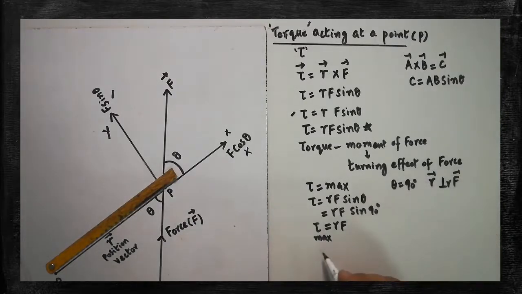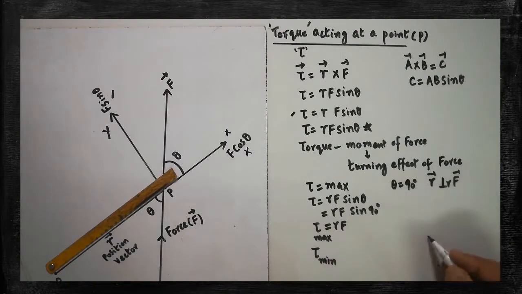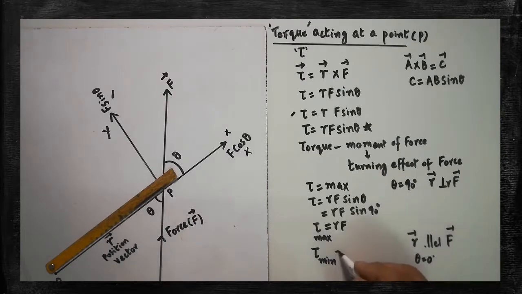When will the tau value be minimum? That is the next question. When tau is minimum, or it may be 0, if r is parallel with F, if r and F are both acting parallel with one another, what will happen? Theta value will be 0. Substitute 0 for theta: tau minimum will be r F sin 0, which is 0. Therefore tau minimum will be 0. This is the lowest value. This is the highest value, the maximum value. This is the minimum value. So there won't be any torque when r and F are parallel.